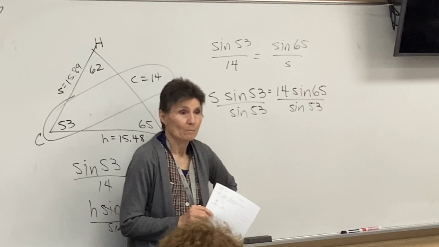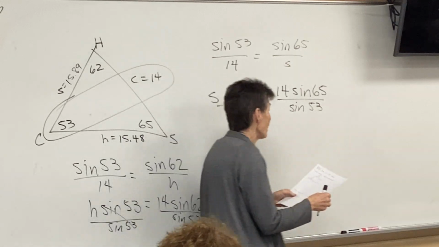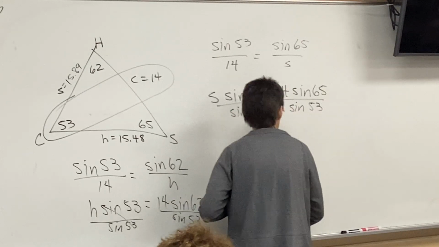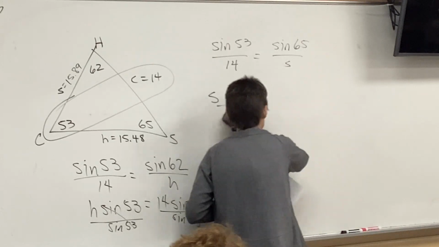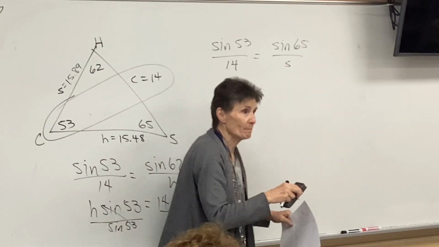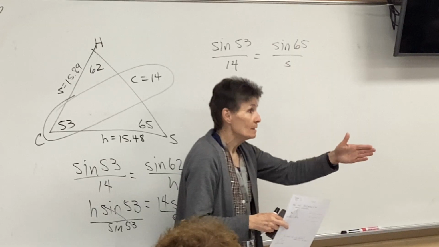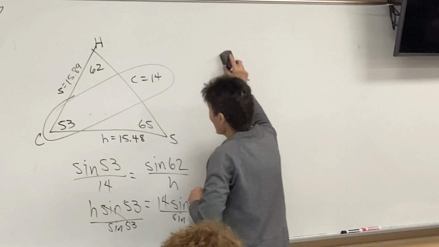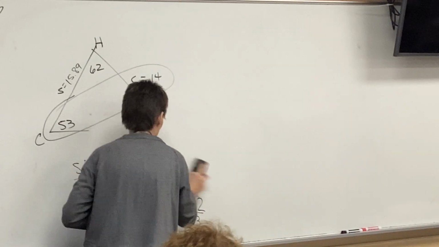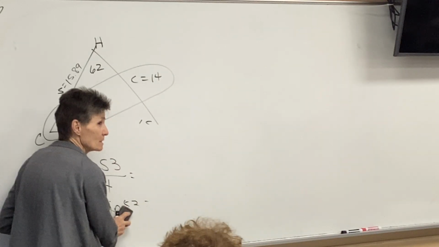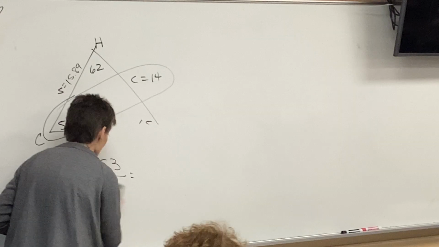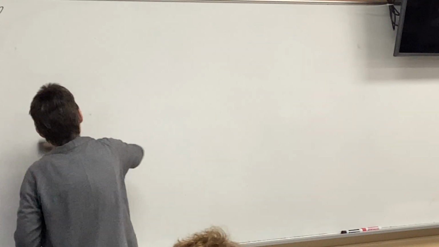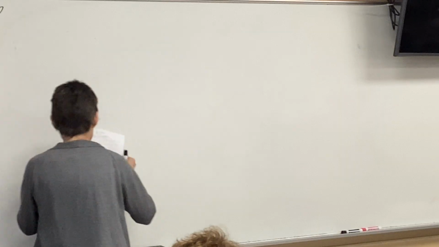Okay? Second problem. How many triangles are possible? Now, the answer is either going to be what? Who remembers? The answer is going to be 0, 1, or 2, right? And we will know right away if it's 0 because what happens? I get an error on my calculator, right?